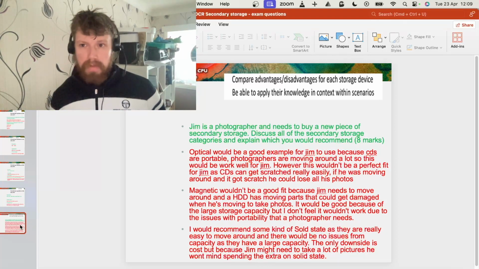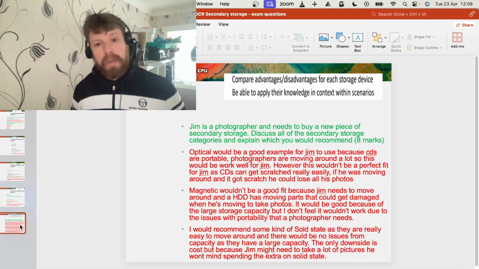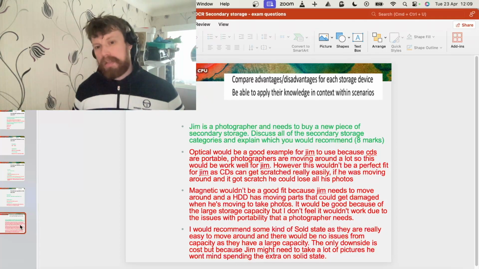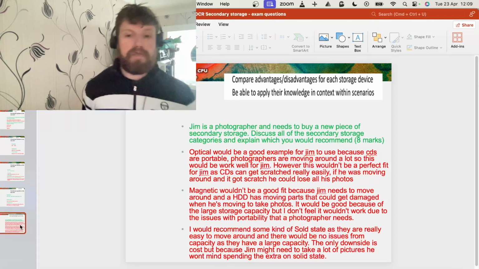So it's giving you a scenario, which is Jim is a photographer and needs to buy a new piece of secondary storage to store all of his data on. Discuss all of the secondary storage categories and explain which you would recommend. Now, with this, what I would like you to do after this is read through what I've written.